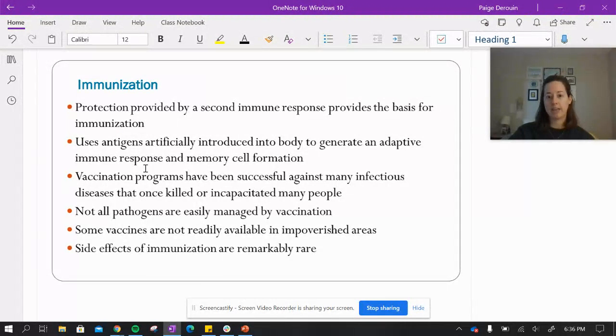Vaccination programs have been successful in eradicating a lot of diseases that were huge killers of humans for a really long time. And I'm going to show you some examples in just a minute.